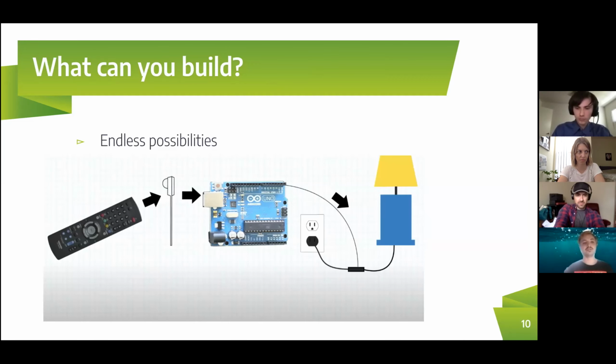So what can you build? There's a lot of different things you can build, but an example is you can add an infrared sensor to the Arduino that reads the light from the remote. So whenever you press play because you want to watch a movie, it'll read from the sensor that you pressed play, send it to the Arduino, and it'll read whatever logic code you wrote, and send the electrical signal to the power switcher, which will turn off the light.